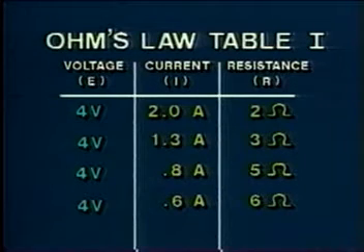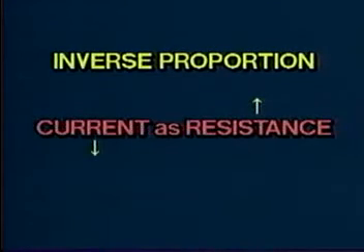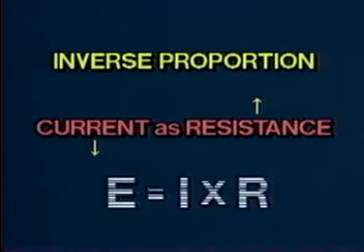Notice that the current has decreased from 2 amperes to about 0.6 amperes, while you've increased the total resistance from 2 ohms to 6 ohms, all the time leaving the voltage fixed at 4 volts. This relationship between the current and resistance is called an inverse proportion. And according to Ohm's law, current will decrease as resistance increases, because voltage E is always equal to current I times resistance R.